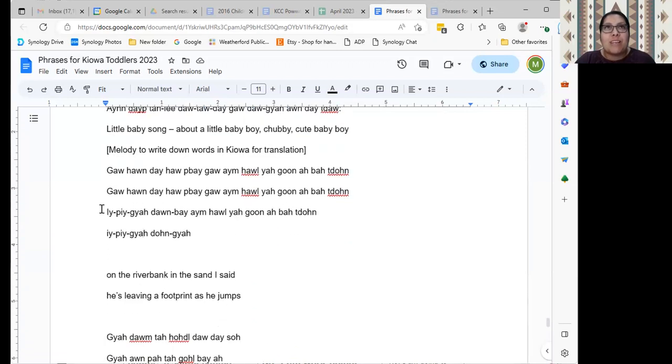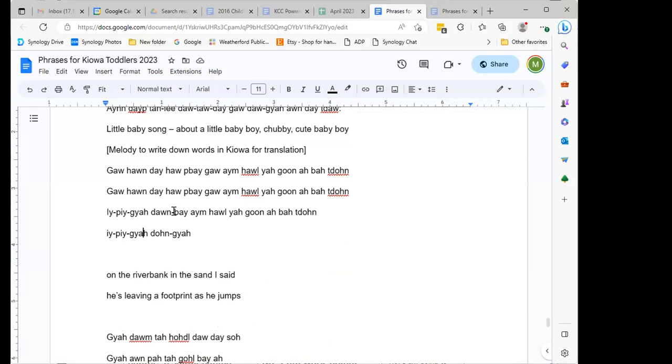But what I was trying to find was where's the word that translates to sand? Yeah, sand? Because all the different mentors say it's on the riverbank and there's sand and there's a footprint. And I guess it's just hard for me to try to fit where those words are. And maybe it's not exact, maybe it's just understood. Right.